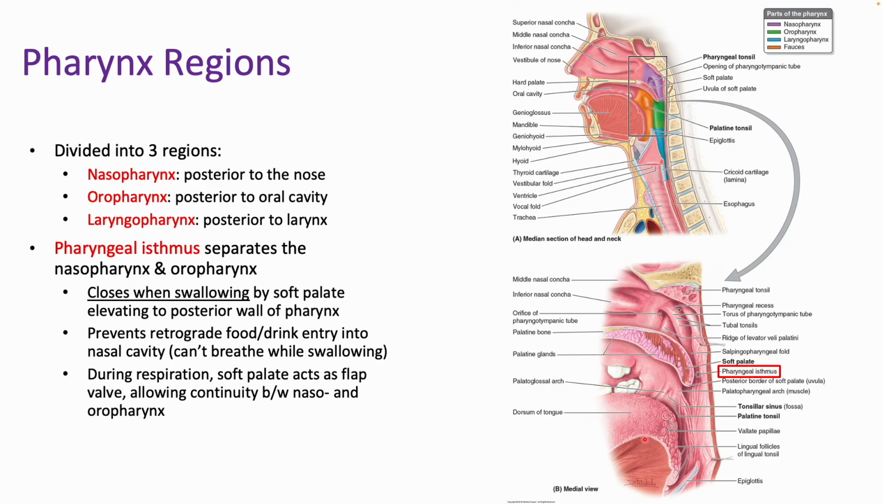And during respiration, so when you're breathing, the soft palate is going to act as a flap valve. So it's going to be open and allow continuity between the naso and oropharynx. So then you will be able to breathe through your nose and through your mouth.